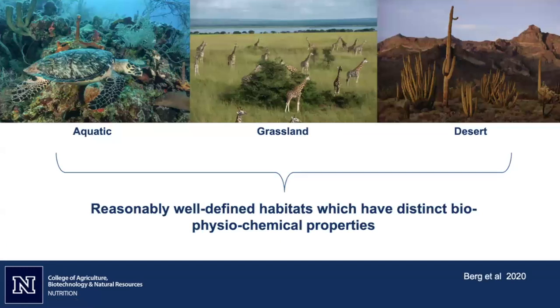So what are some of the ways we could imagine the gut microbiome? Well, consider a biome or an ecosystem within a biome, such as the three examples shown here. These biomes are reasonably well-defined habitats with distinct biophysiochemical properties. We could think of three important properties that make a biome, which are some form of life, a distinct climate, and vegetation to support the life form.